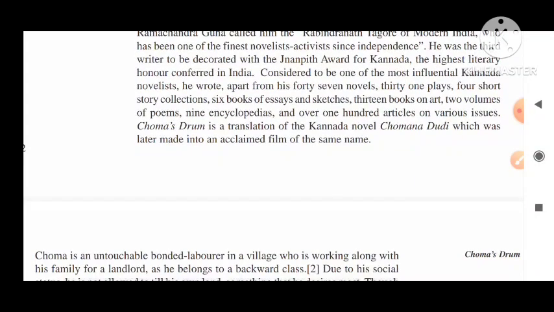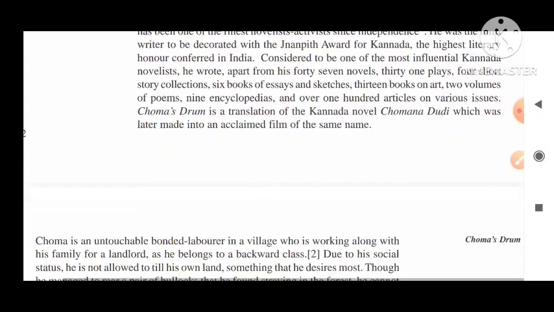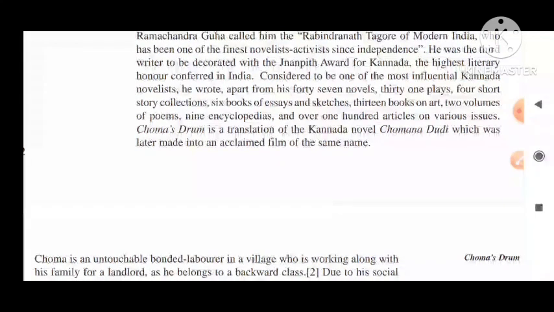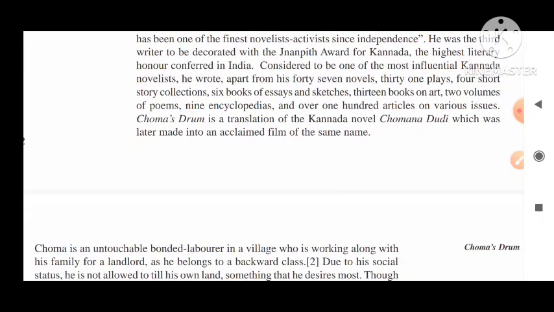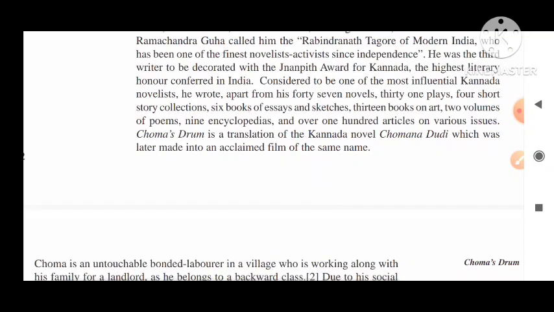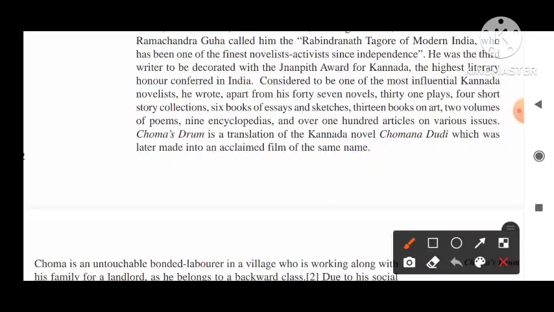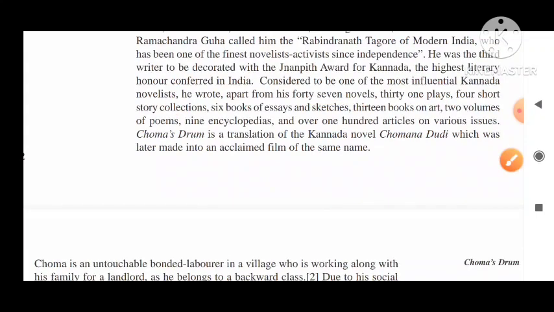Considered to be one of the most influential Kannada novelists, he wrote, apart from his 47 novels, 31 plays, 4 short story collections, 6 books of essays and sketches, 13 books on art, 2 volumes of poems, 9 encyclopedias, and over 100 articles on various issues. So you should remember his writings.